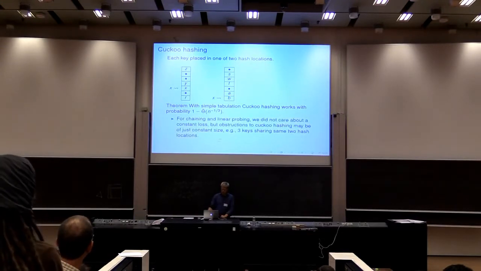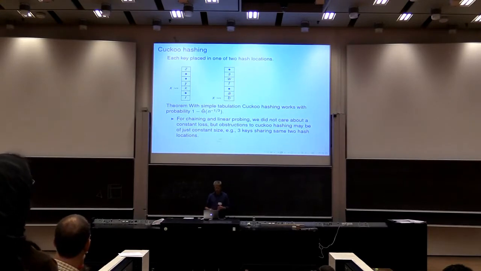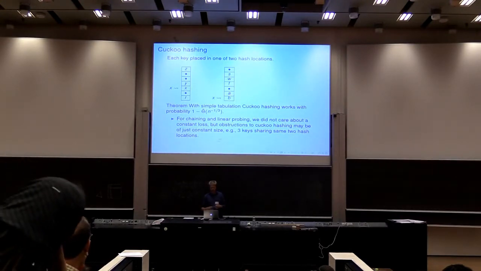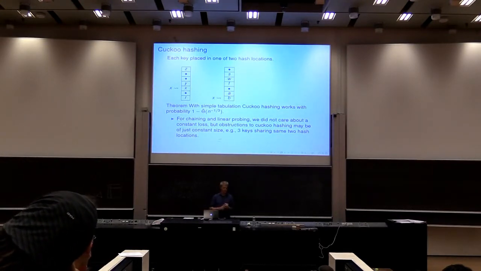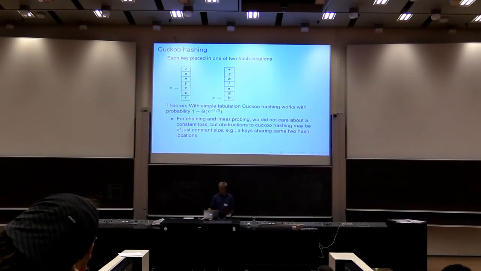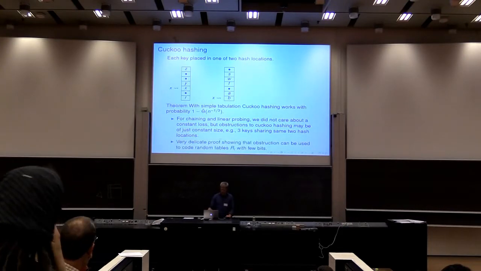And so for chaining and linear probing, it was pretty easy to argue things because we don't care about what happens with just a constant number of keys. But with cuckoo hashing, you really have to be very careful because we have to worry about these small constant size abstractions. So it ends up being a delicate proof.